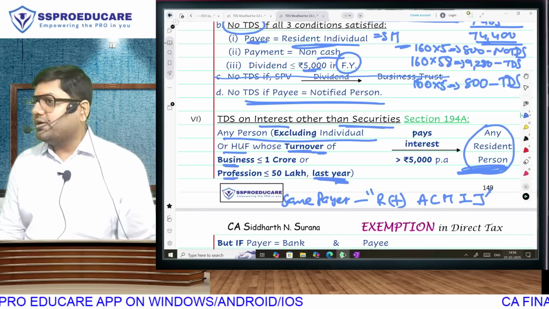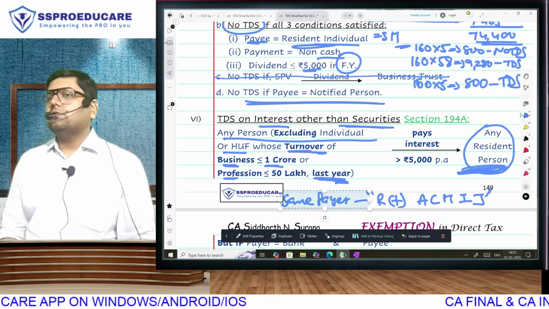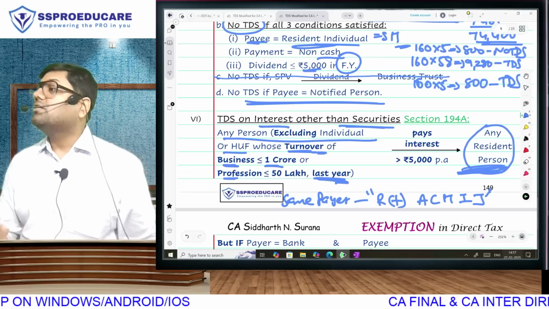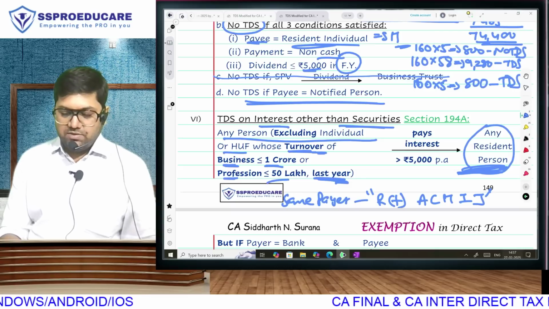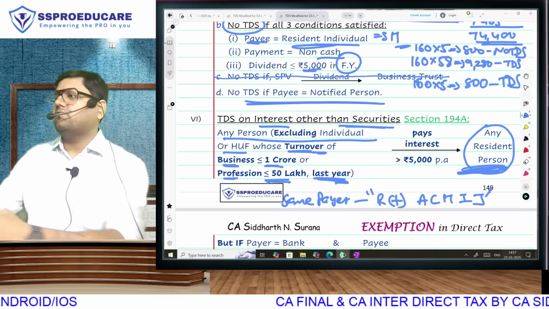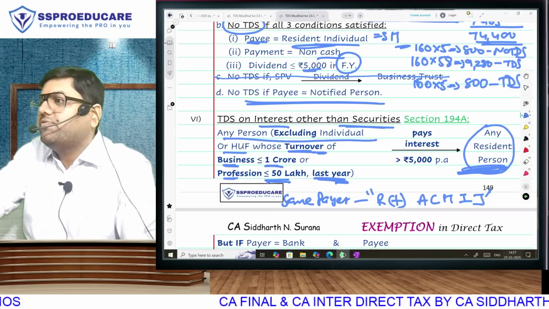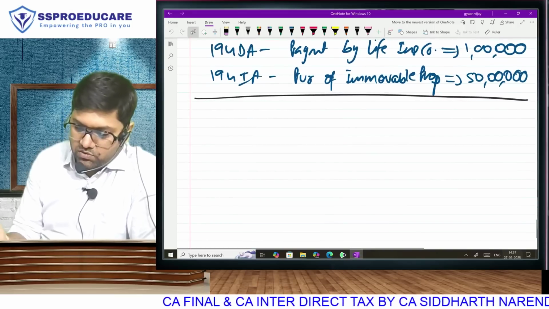If your turnover in business was less than or equal to 1 crore, then you don't deduct TDS, which means if your turnover was greater than 1 crore, you have to deduct. And if you do profession, then we have kept a limit of 50 lakh. If your turnover in profession last year was up to 50 lakh, don't deduct TDS. If it is more than 50 lakh, then deduct TDS.